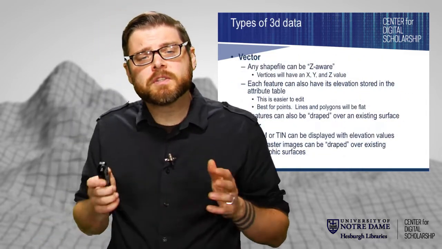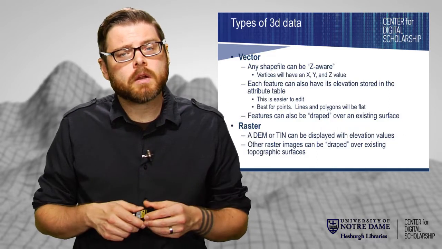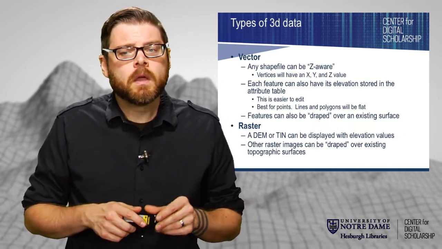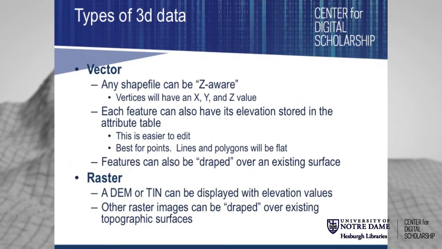So we have multiple different types of 3D data that we can work with in ArcScene and in ArcGIS. Some of these are vector. Any shapefile can be what we call z-aware or elevation aware. It can have z coordinates associated with the points, the vertices that are within it. So this could be points, lines, or polygons. They could all have sort of elevations in there. You can store the elevation for any feature in the attribute table as well. For points, this works quite well. For polylines and polygons, it works a little bit less well because they're all going to be at the exact same elevation. So you need to decide kind of how you want to have it stored in there.